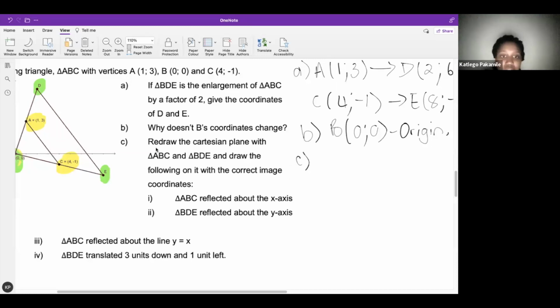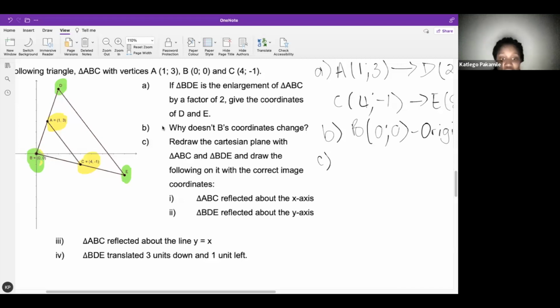Okay, let's go to C. Redraw the Cartesian plane with triangle ABC and DBE and draw the following on it with the correct image coordinates. Okay, what we're going to do is not draw it because I forgot to put my Cartesian planes. What we're going to do is find the new coordinates. Now we've established that B will not change, so we will only find the new coordinates for A, C, D, and E. Let's start with number one.